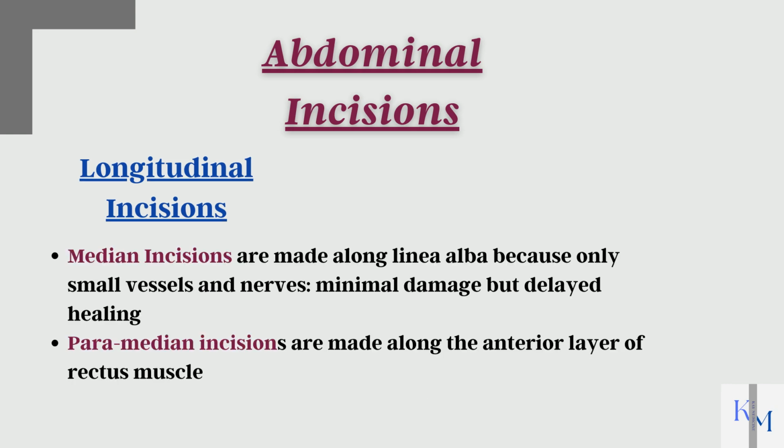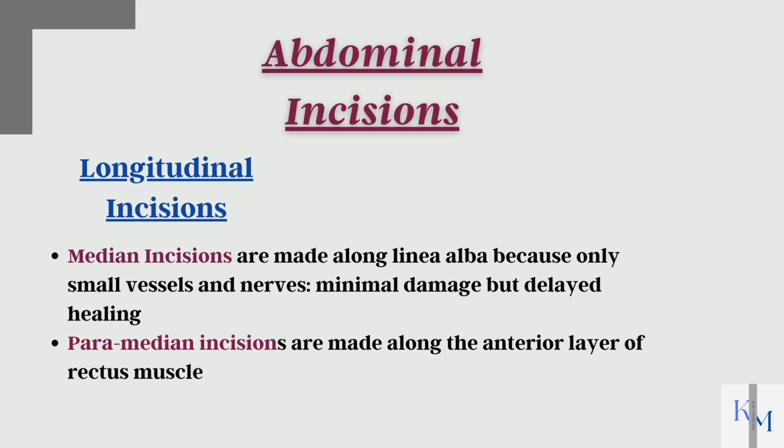Median or midline incision is made along the linea alba for any kind of exploratory procedure. There are few blood vessels and nerves, so there is minimal bleeding. But it also means delayed healing. Paramedian incisions are made in the sagittal plane along the anterior layer of the rectus sheath.